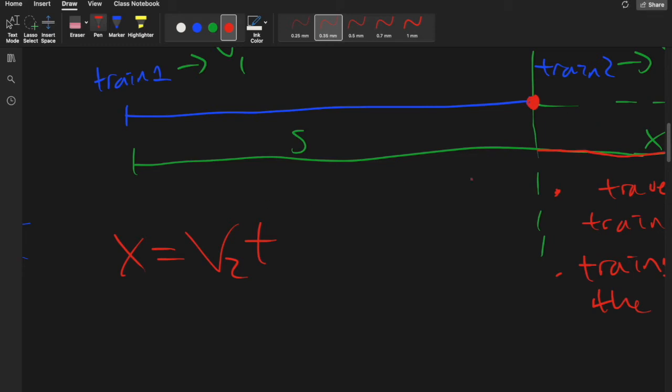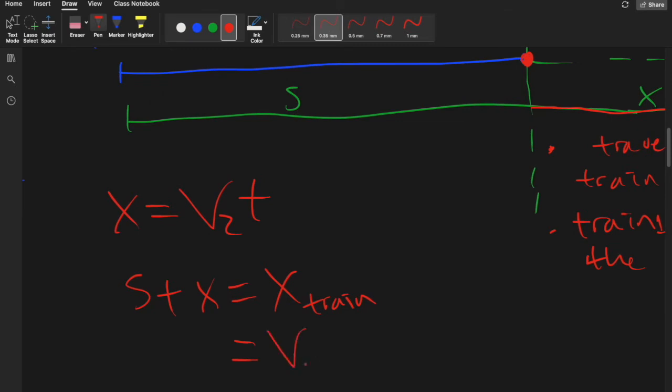And then how can we express s plus x? Well, we also know s plus x is the total displacement for train 1, and we can express it using the formula: initial velocity times time minus a half times acceleration times t squared. There's a negative sign because acceleration is a negative value, right? So this is how we express them.